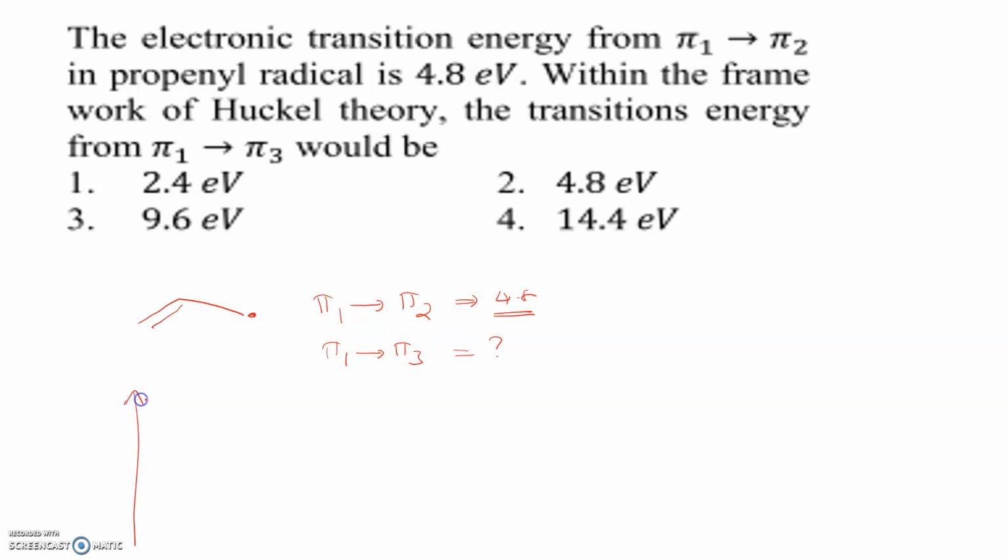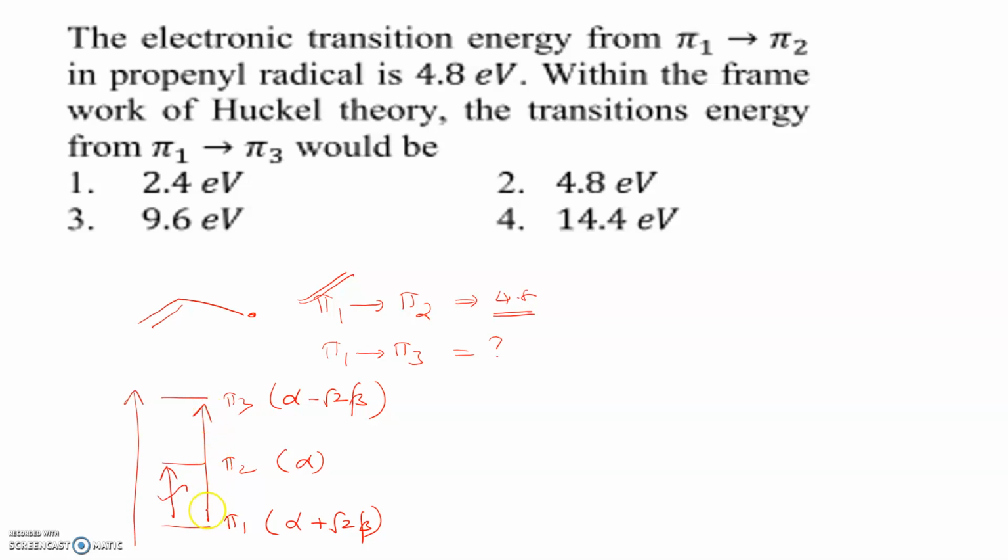So you know very well, for the allyl system we have 3 molecular orbitals. Let me call these pi 1, pi 2, pi 3. What is the energy of these molecular orbitals? We know very well, the lowest is alpha plus root 2 beta for allyl systems. The energy of the middle one is alpha, and the energy of the highest molecular orbital is alpha minus root 2 into beta. Now listen, in the question it is given that pi 1 to pi 2 energy is 4.8 electron volt. Now we should identify what is the energy corresponding to pi 1 to pi 3. This we have to calculate.